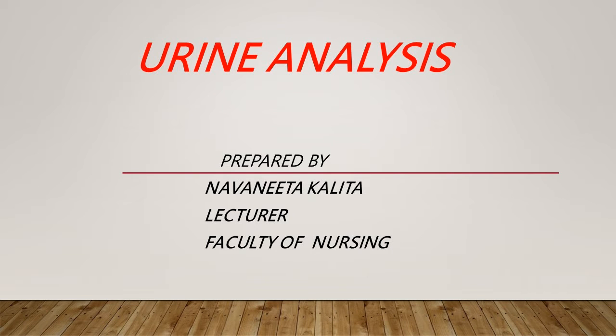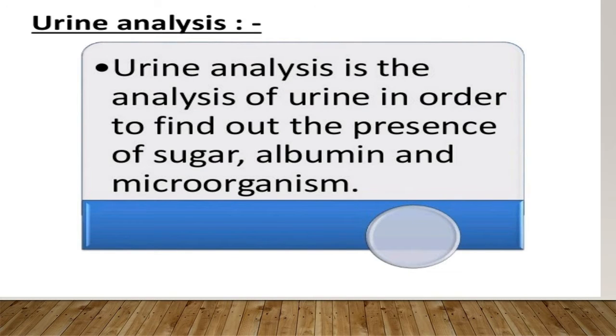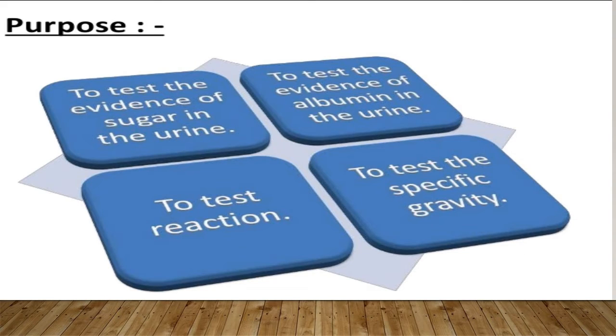Urine analysis. Urine analysis is the analysis of urine in order to find out the presence of sugar, albumin and microorganisms. What are the purposes? To test the evidence of sugar in urine, to test the evidence of albumin in urine, to test the reaction, and to test the specific gravity.